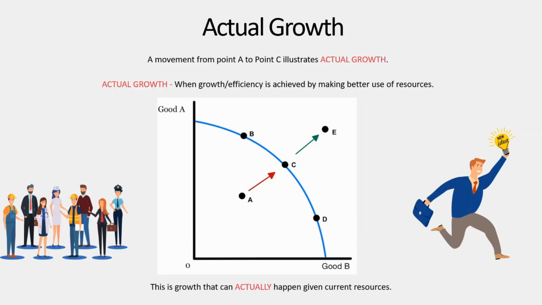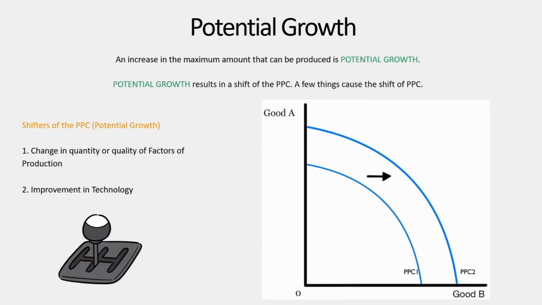When we talk about actual growth, this is making better use of resources. So actual growth would be, when we get to macroeconomics, a shift of AD from a recessionary gap. It's going from point A to point C. That is actual growth. Potential growth is a shift of the PPC where you get a whole new one. This is long-term growth. This is caused by increasing the quantity and quality of the factors of production, increasing technology. You see this in the aggregate graphs with LRAS shifting.